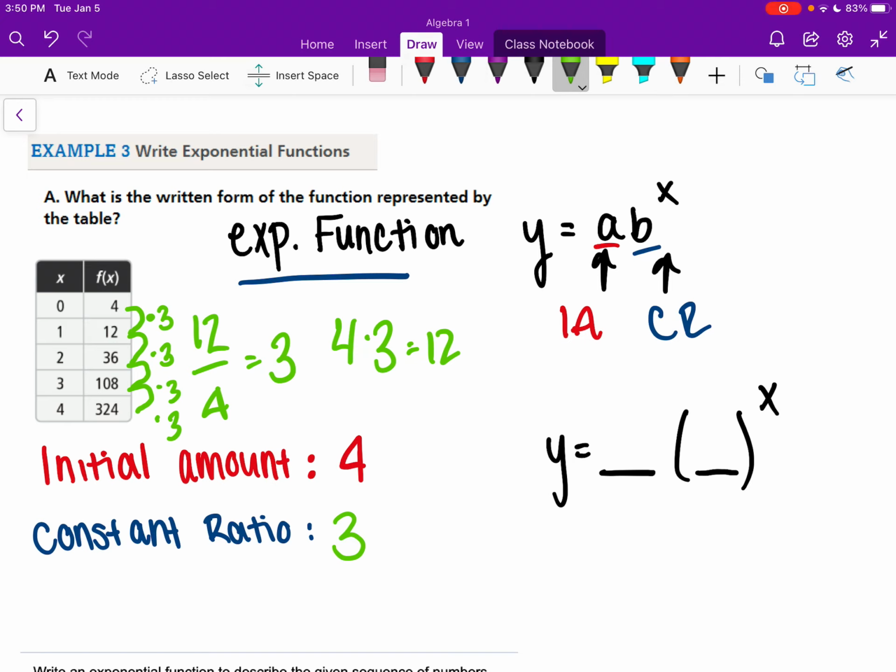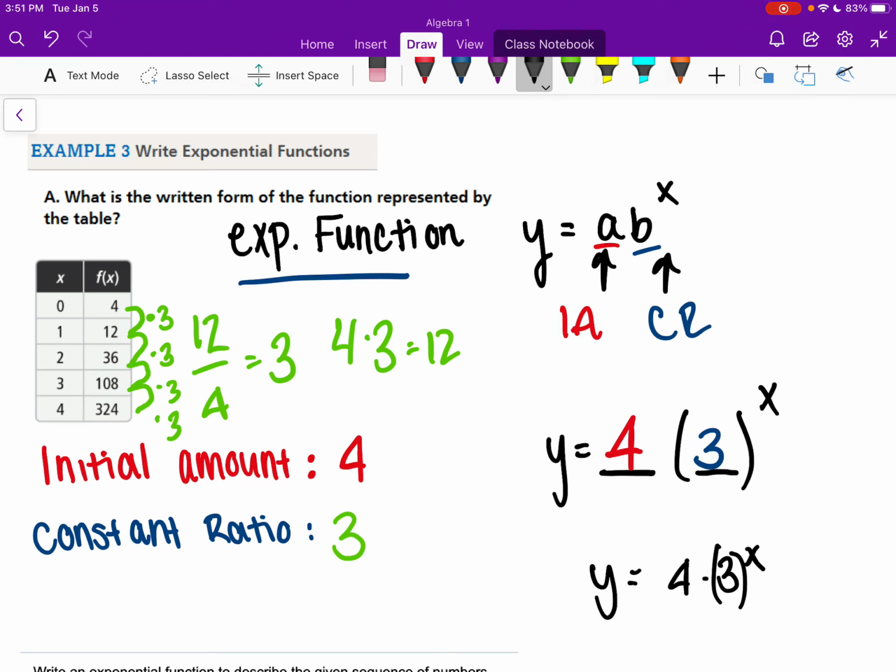So we can write our exponential function. We can write y equals, and then we write our initial amount, which is 4. That's going to be a 4. And then we write our constant ratio raised to the x power, which here is the 3. So our answer is y equals 4 times 3 to the x. And sometimes you might see that 3 in parentheses, just depending on how it's being written. So I'm telling you that now. That way if you see it in Envision, it's not a surprise.